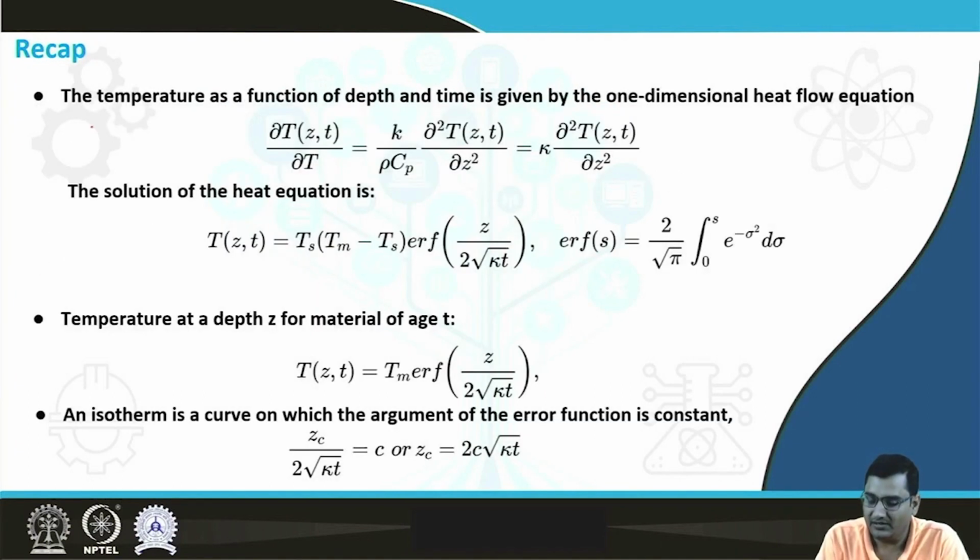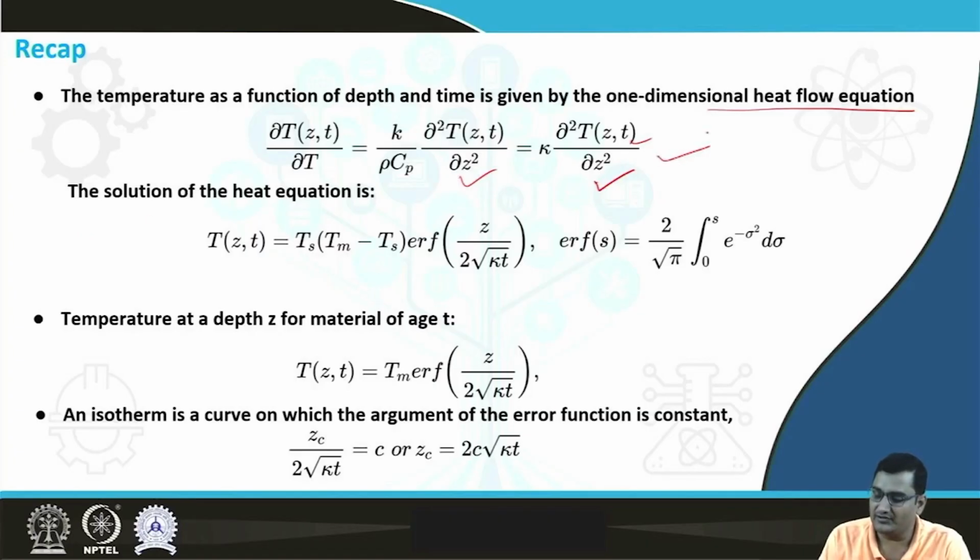The temperature as a function of depth and time is given by the one-dimensional heat flow equation, that is at the spreading ridges. So at the spreading ridges, the magma is bulging up and forming new lithosphere, and with time the age of the lithosphere increases, and with depth also it increases. So the temperature as a function of depth and time is given by the one-dimensional heat flow equation, that is ∂T/∂t = (K/ρCp) ∂²T(z,t)/∂z² = κ ∂²T(z,t)/∂z².